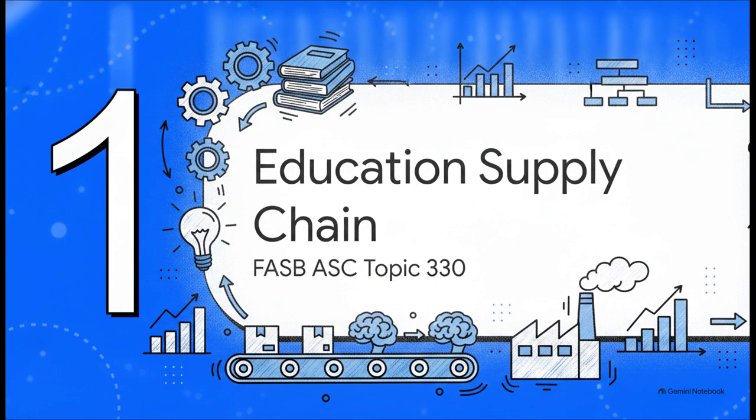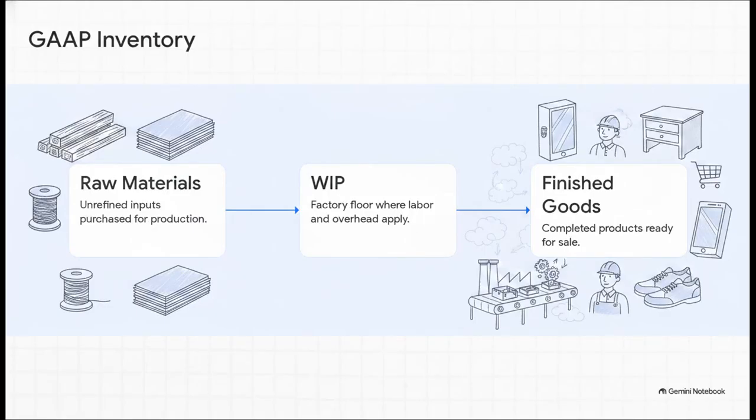Section 1. The educational supply chain, applying FASB ASC topic 330. Okay, so to really understand how we built this curriculum from scratch, we're actually going to use a pretty specific lens, the US GAAP Manufacturing Inventory Model. I know it sounds a little dry, but stick with me, because it is literally the perfect metaphor for knowledge creation. In the accounting world, manufacturing inventory isn't just one big lump sum. It's tracked across three very distinct chronological layers, where physical assets just sit and accumulate value before they ever reach the consumer. Step 1 is raw materials.